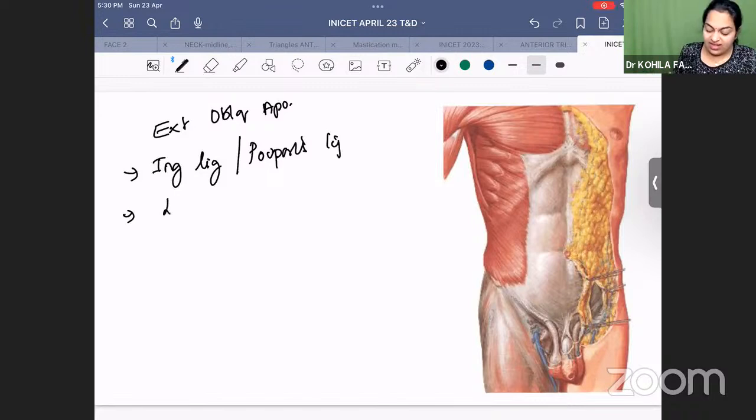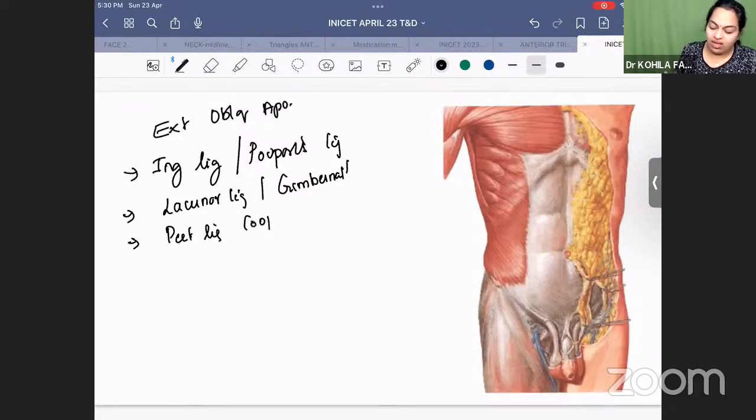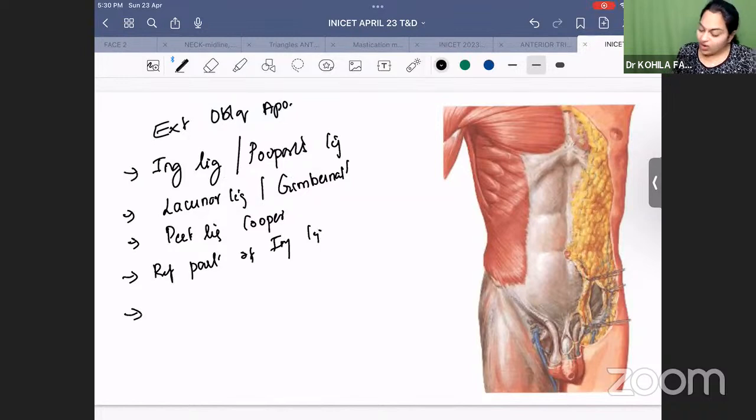What are the three extensions of the inguinal ligament? Yes, it has the lacunar ligament. What is its other name? The Gimbernat's ligament. Yes, and it also gives rise to the pectineal ligament of Cooper. One more, the reflected part of the inguinal ligament, right? What are the other contributions? What is this ring here? Recently, NEET-PG, they asked, right? That's the superficial inguinal ring. What fascia comes out from the margin of the superficial inguinal ring?